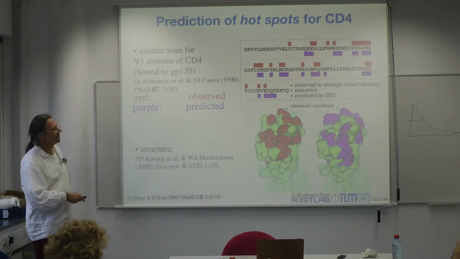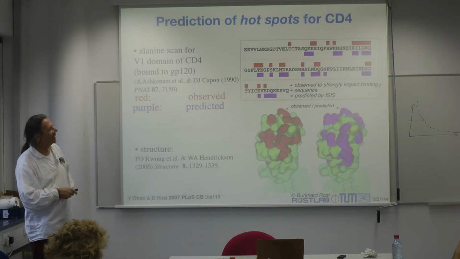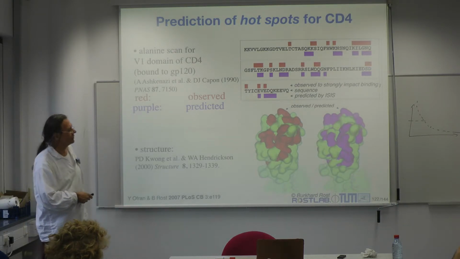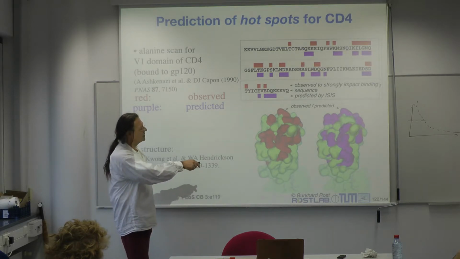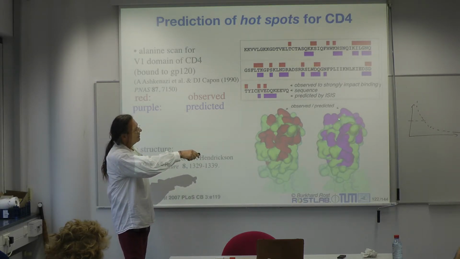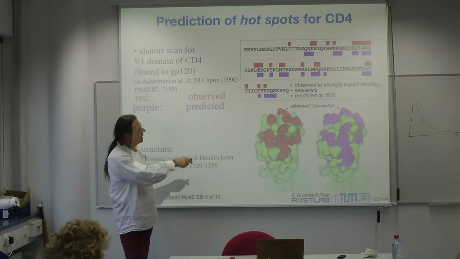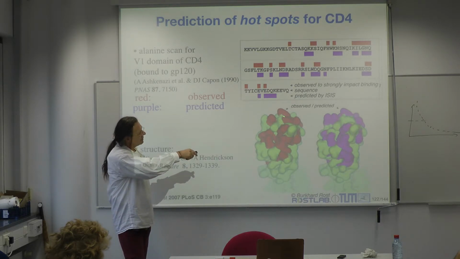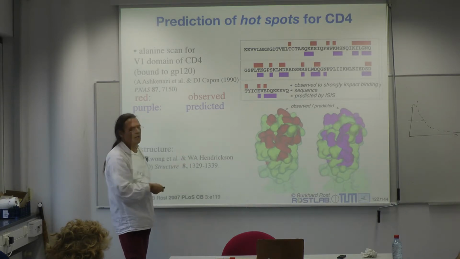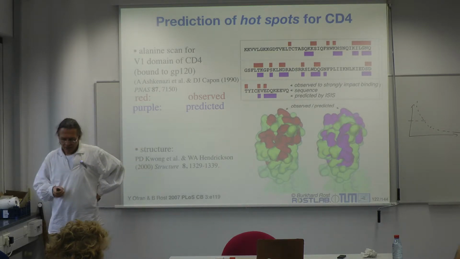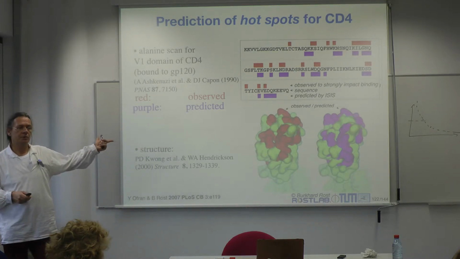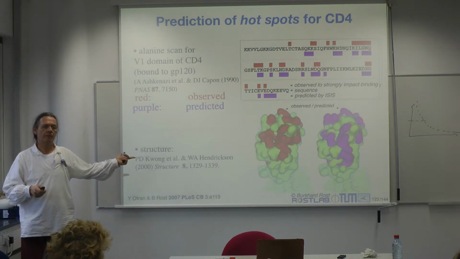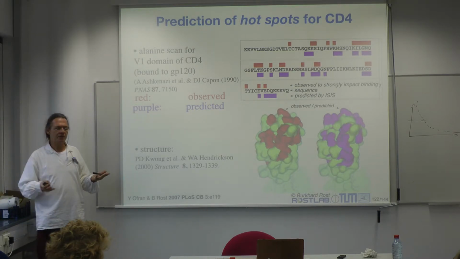The structure here is just an overlay showing it's not used, it's just to visualize it. Visualizing on the structure, you see that sometimes we miss one in between, we over-predict one in between, sometimes we miss one in between, here this one is missed, and so forth. But given that all we needed in order to do this prediction was sequence, this is a remarkable result.